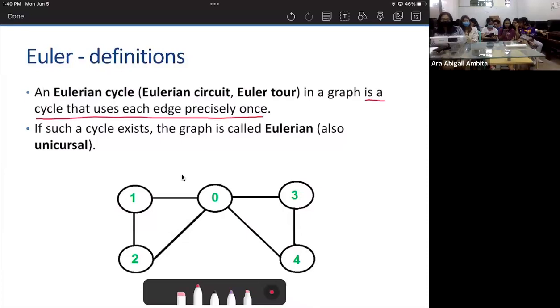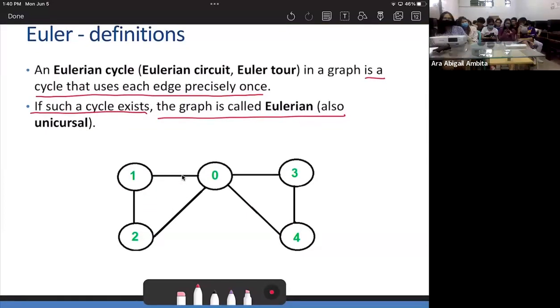Okay? Yung Eulerian na cycle naman is that it is a cycle that uses each edge precisely once. If such a cycle exists, then 1 to 0, then 0 to 3. We have a path that traverses all the edges exactly once. And yung origin mo, which is 0, is also equal to your destination.